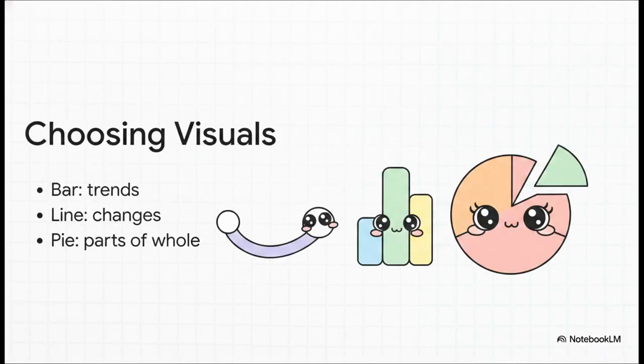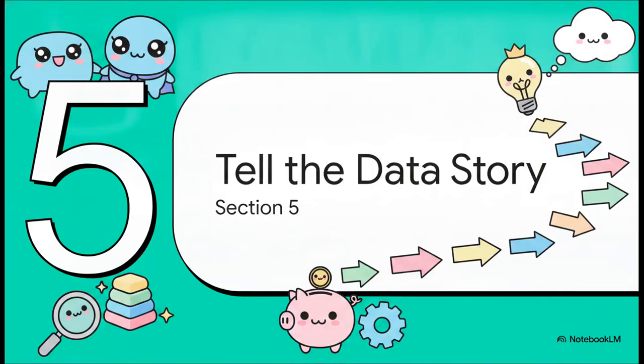To pull that off, you really have to match the structure of your data to the correct chart. As a quick rule of thumb, use bar charts for trends over time and line graphs for continuous changes. And please, only use pie charts when you're specifically showing parts of a whole. Also, always keep your audience in mind. Use simple, clean charts for beginners or general management, and maybe save those highly complex, multi-layered visuals for your technical experts. All right, moving into Section 5, telling the data story.